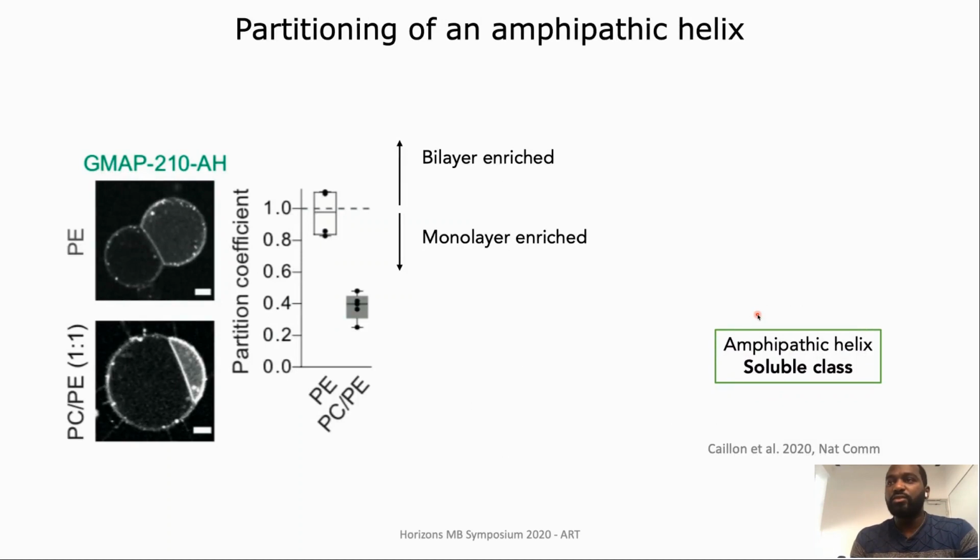So first of all, we just tried to work with a soluble class, which is the first class of protein I introduced. When you use mainly PE phospholipids, so phosphatidylethanolamine phospholipids, and we worked with this GMAT, which has amphipathic helices known to detect packing defects, in PE we have a partitioning coefficient of almost 1, which means this protein doesn't differentiate between the bilayer and the monolayer. But when we change the composition to PC:PE 1:1, then the partitioning is largely decreased. So the protein became more enriched on the monolayer side. What this shows is that by changing the phospholipid composition, the partitioning degree can be changed.